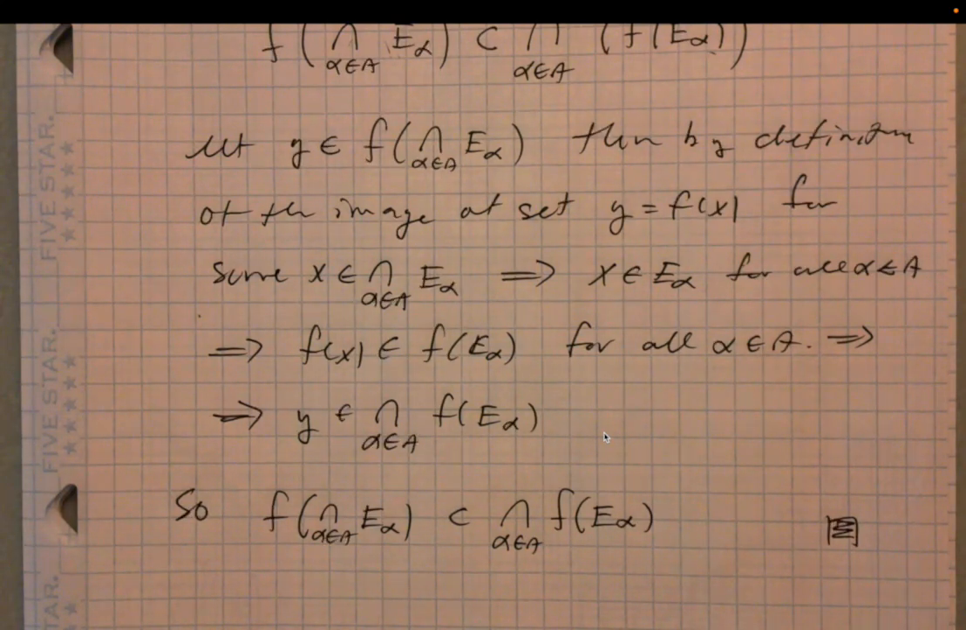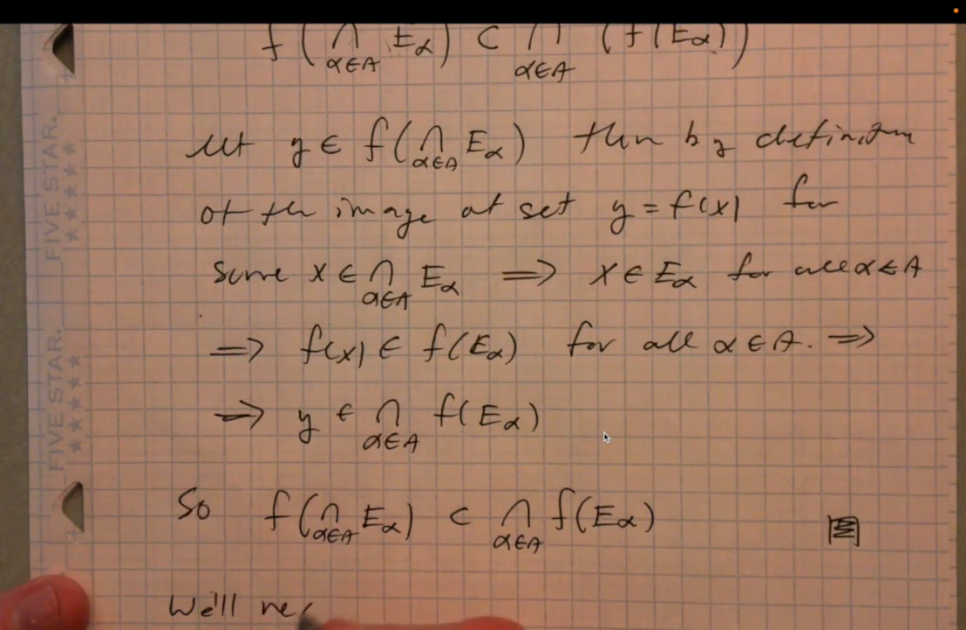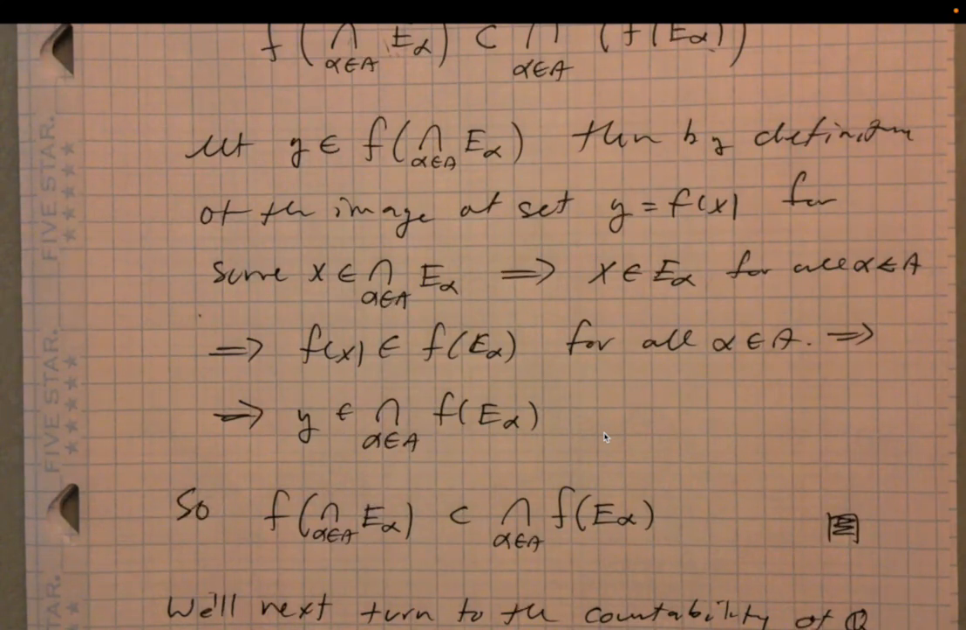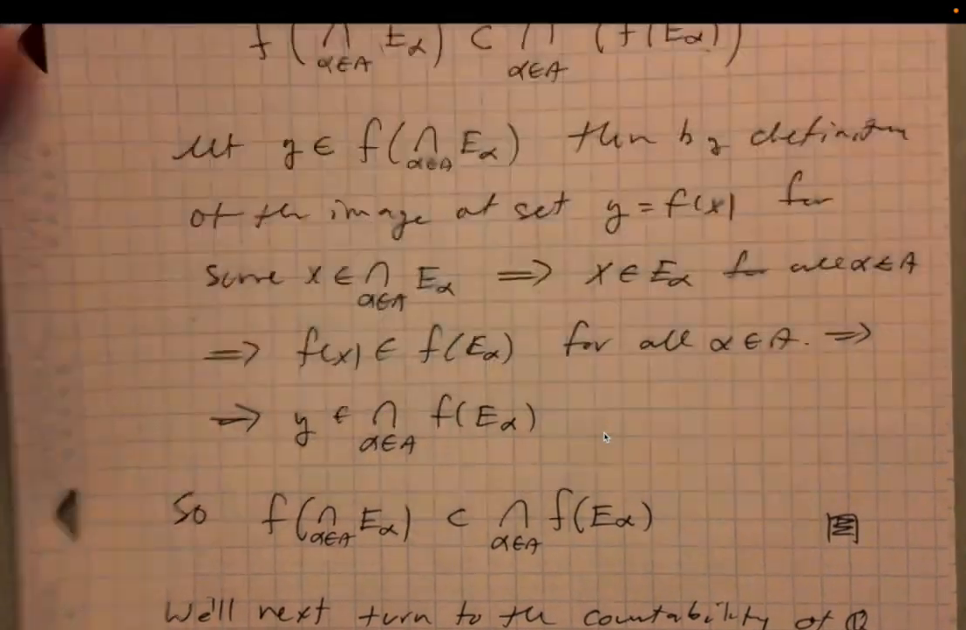But I want to kind of jump back now to the question of countability, right? We started with countability, kind of a motivator. Then we talked about how the natural numbers are countable, how the squares of the natural numbers are countable, how the integers are countable. I want to next talk about how Q is countable. So we'll next turn to the countability of Q.